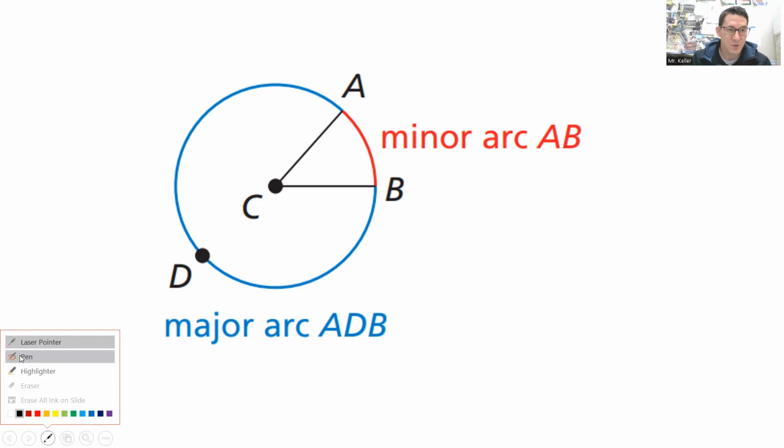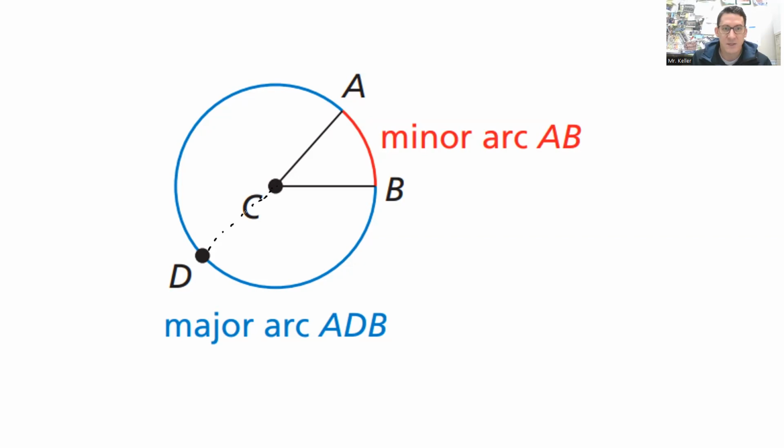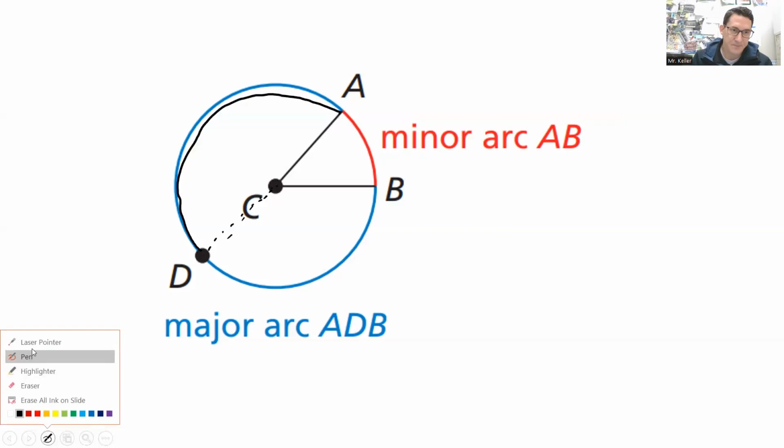So if we were to create another arc here, let's just say this went all the way across, right? This part here from D to A would be a semicircle. Anything bigger than a semicircle is a major arc. Anything less than a semicircle is a minor arc, right?